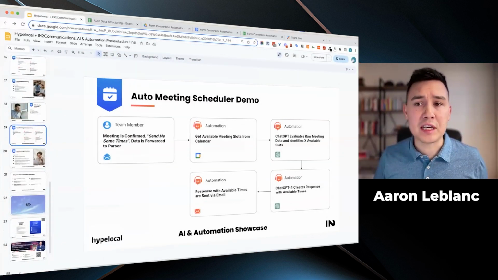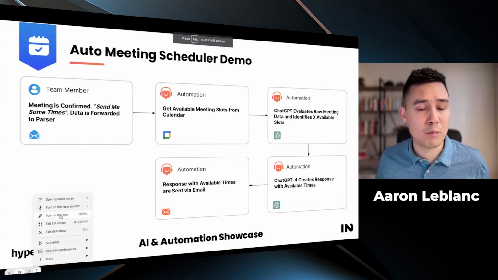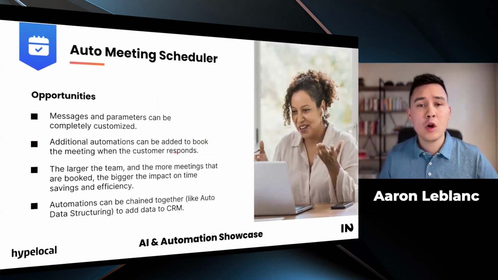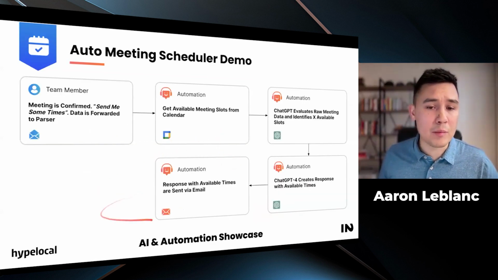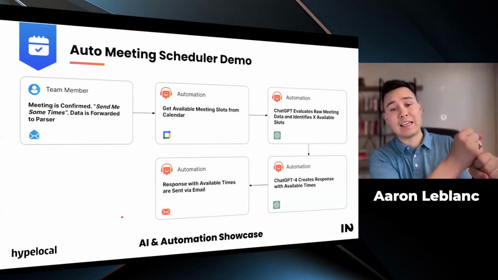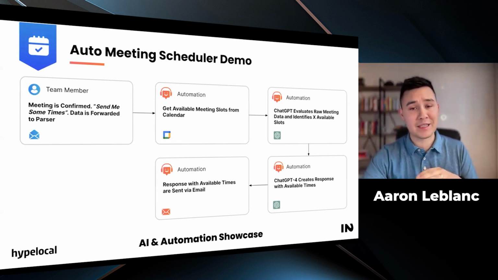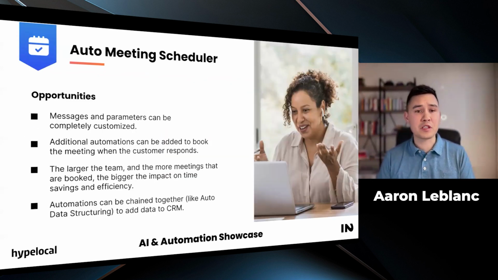Now, a couple of insights here. Once the prospect responds and says, hey, 11 a.m. works for me, we can actually have an automation that listens to that email and then schedules the time in the rep's calendar completely automatically. So that's the first thing.